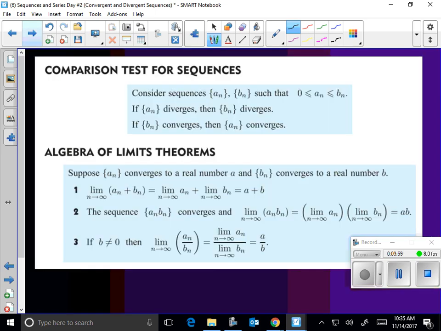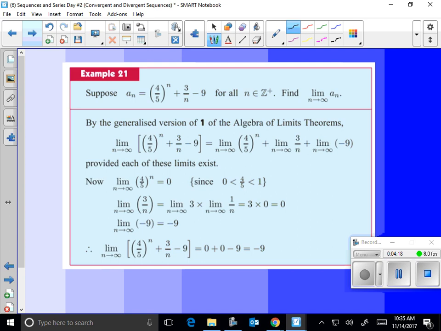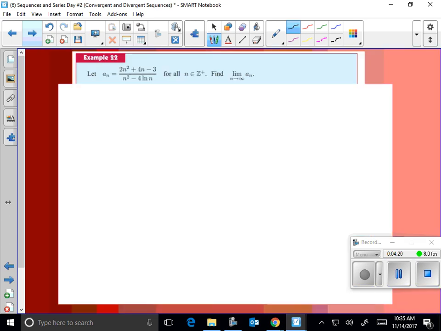We'll see that later. This is just the comparison test, so all that this is going to say is if B is greater than A and A diverges, then B does as well. If B is greater than A and B converges, it forces A to converge. We just did that on our last test. Okay, just a little bit of algebra of limits. Here's an example you can touch on in your own time, and I want to look at a couple of our own. Do you remember the squeeze theorem at all?